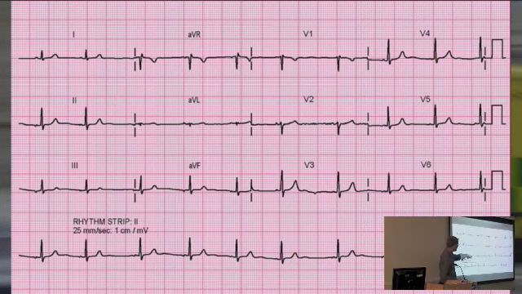Having systematically gone through each lead, say this is a normal 12-lead ECG. Here's another ECG. Now, we've not got time to go through them all systematically. This is an obvious abnormality checker. So what do you see on this ECG? ST elevation, yeah. So when you're describing that ST elevation, you want to describe where it is.